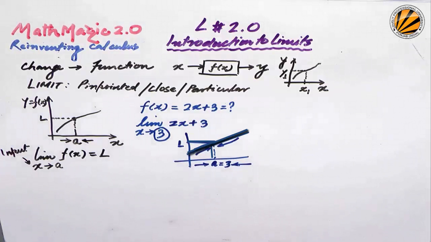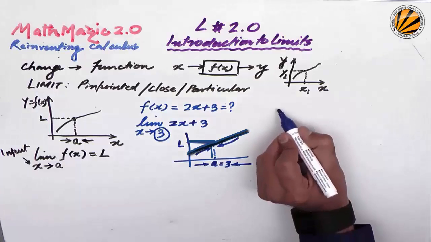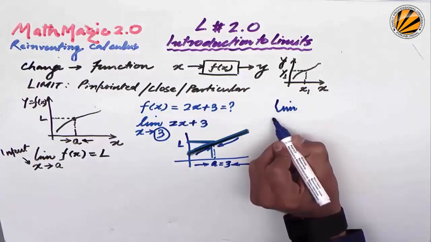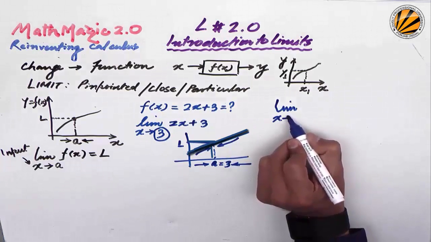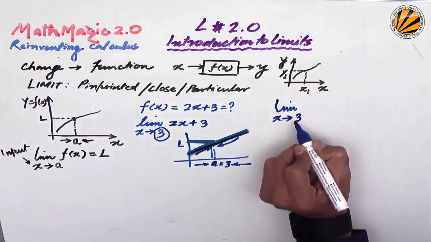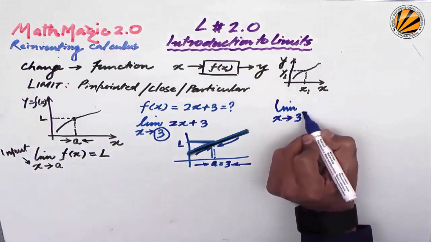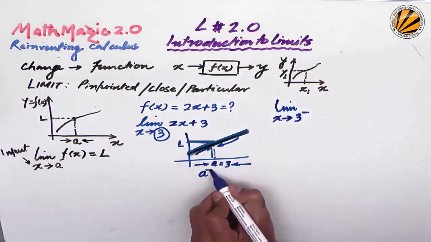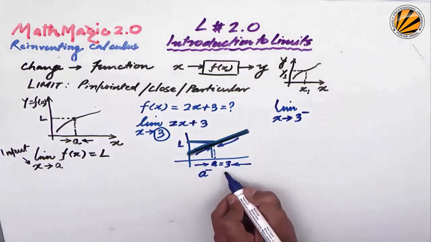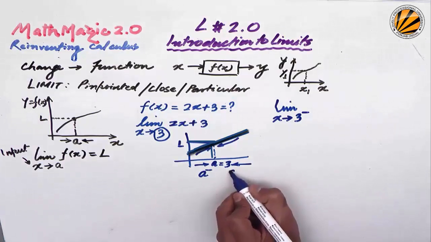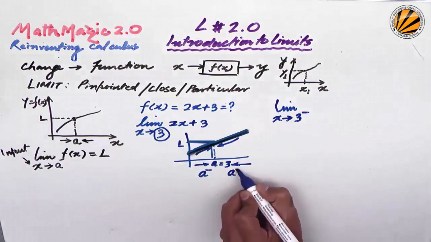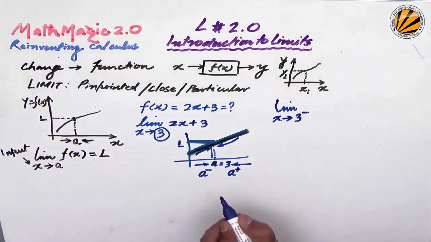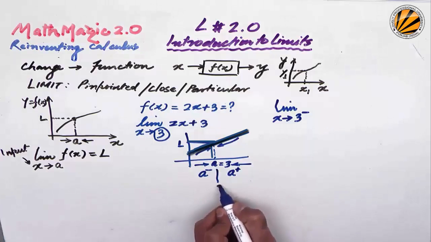In order to assess the limit, let us look at the scenario where I am accessing this limit from the left hand side and x is approaching 3 from the left hand side. When it is approaching from the left hand side, it is depicted by a superscript minus, and when it is looked upon from the right hand side, it is depicted by a superscript plus. What does this mean? Say for example, it is 3 over here.